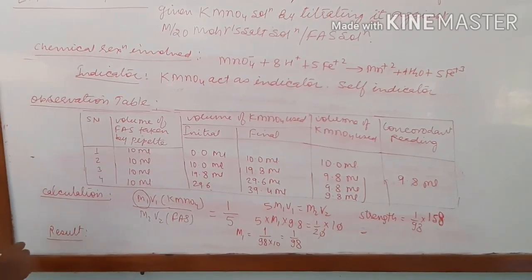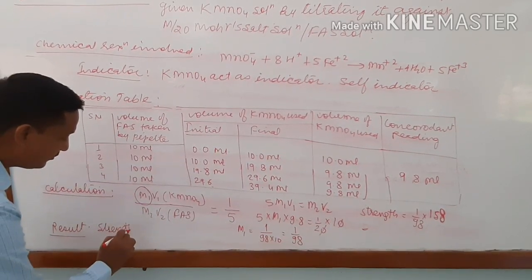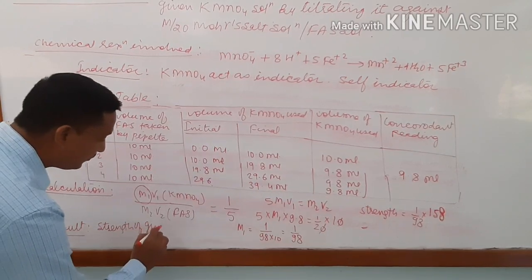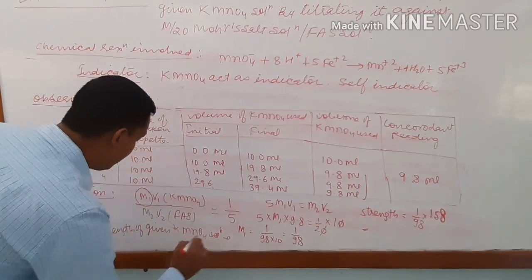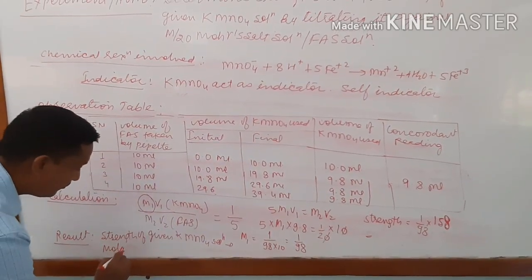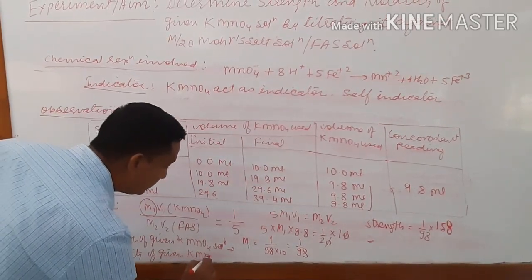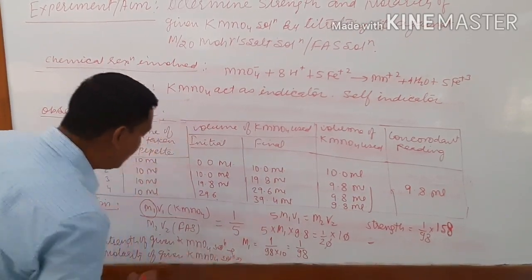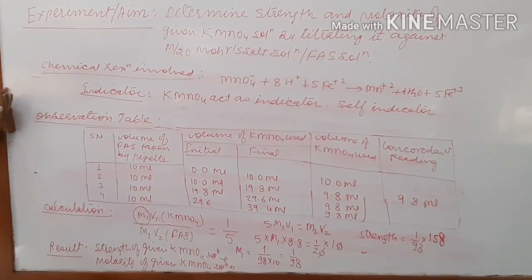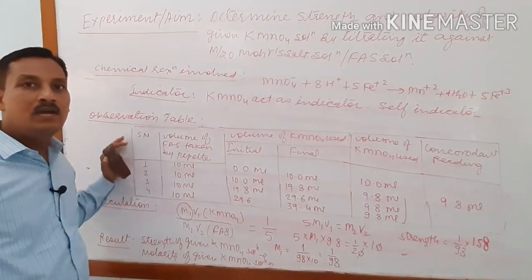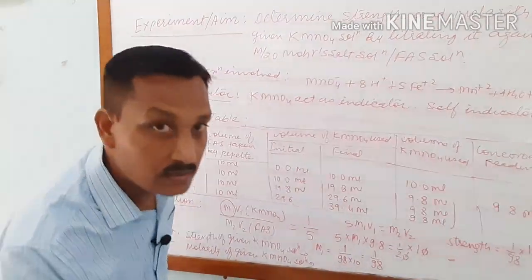Then at last we are to write the result of this titration. So we can write the result: strength of the given KMnO4 solution and molarity of the given KMnO4 solution. Okay, these two results we are to write and our experiment has been completed. Then after it, we will perform the experiment, how to perform this experiment, and we will finish the work.